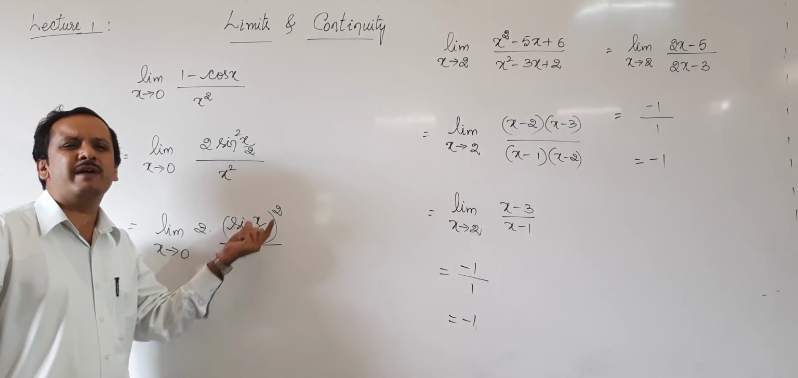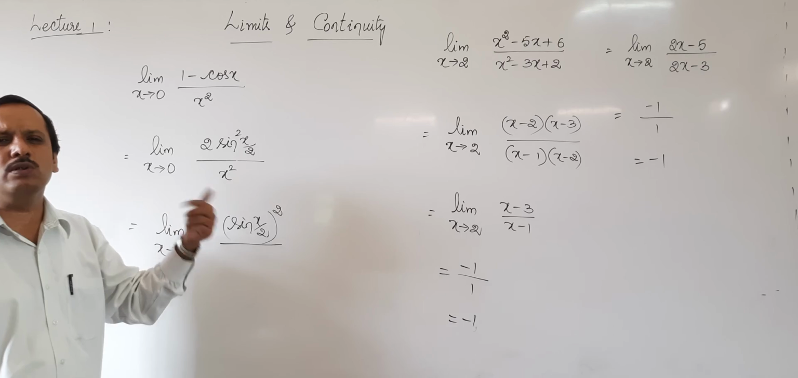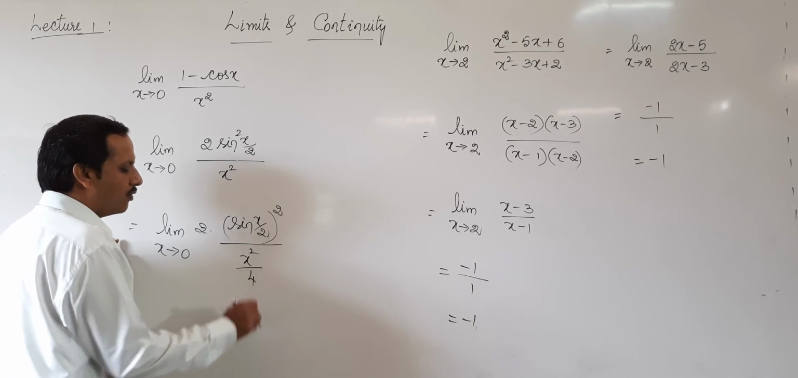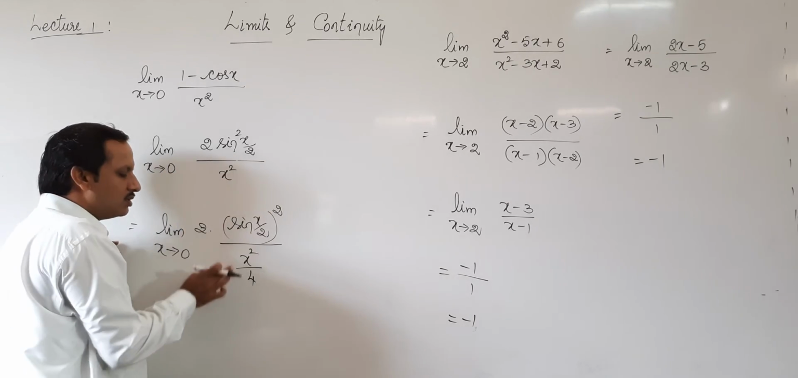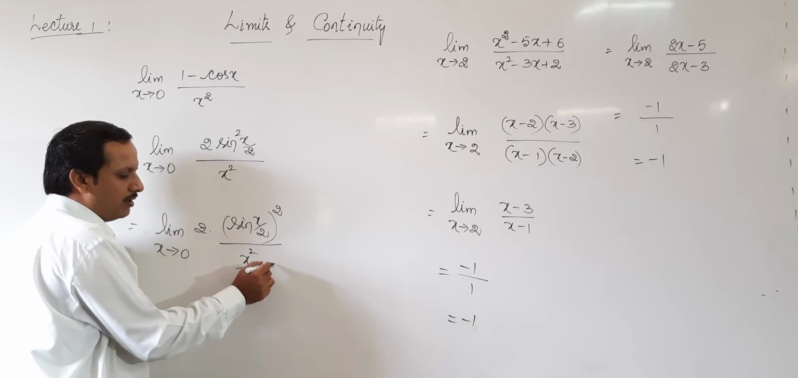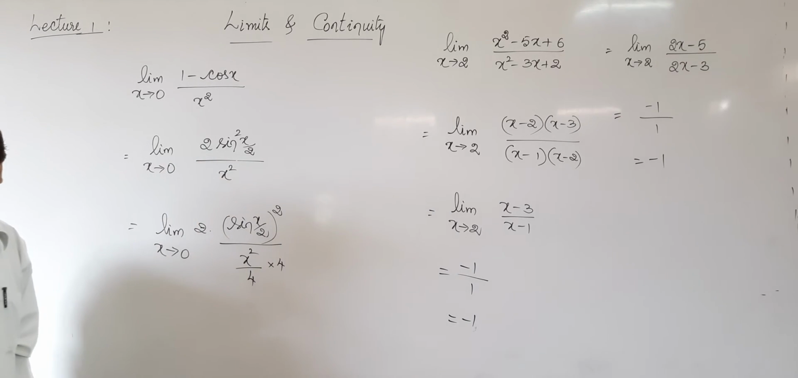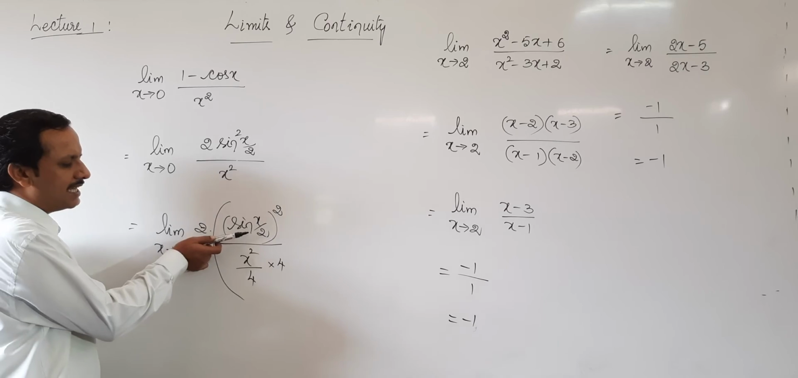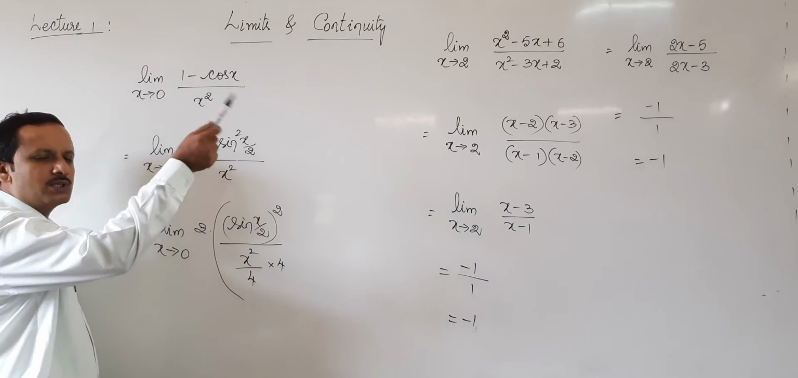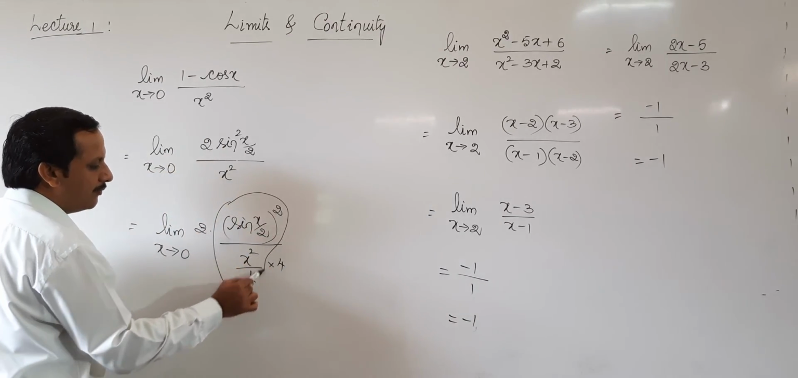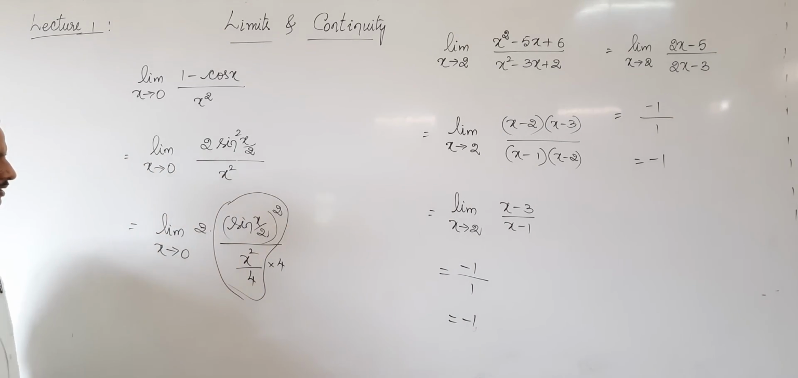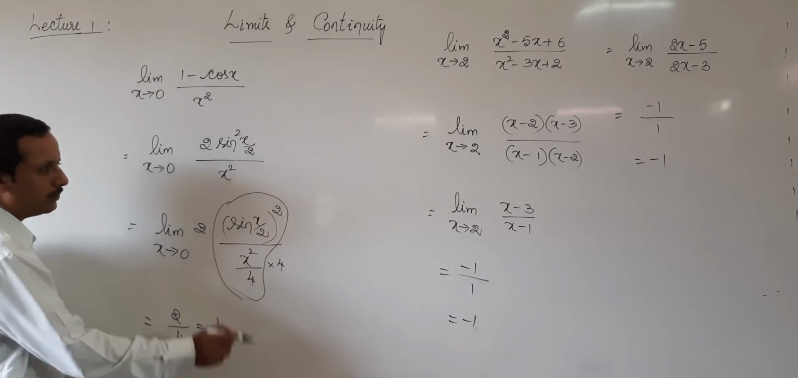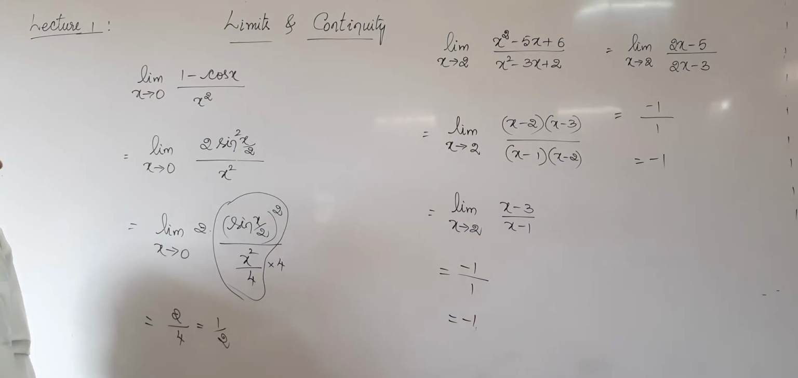So if you have (sin x by 2) whole square, I want (x by 2) whole square in the denominator. (x by 2) whole square means x square by 4 we want. We had an x square, but we want x square by 4. So what do we do? I will multiply and divide by 4. Now as x approaches 0, this can be written as (sin x by 2 by x by 2) whole square. So this quantity will become 1. Then you are left with 2 divided by 4, which is equal to 1 by 2. This is the actual method.